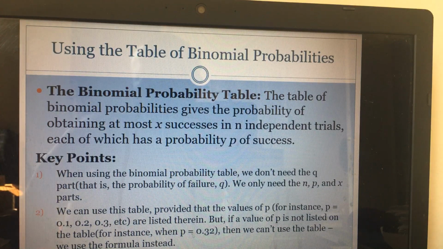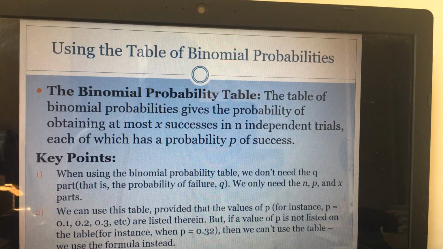So in my previous lectures, I taught you how to calculate binomial probability using the formula method. The table method actually simplifies that. Instead of writing the formula down and going through the rigorous process of calculating it, you can just get the values for n, p, and x, and then find the probability using this table.